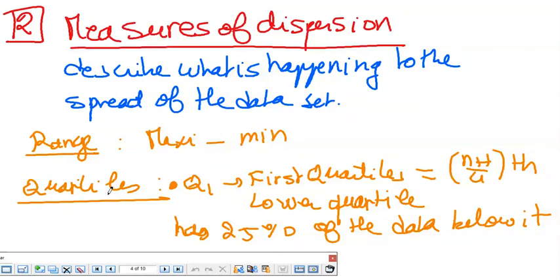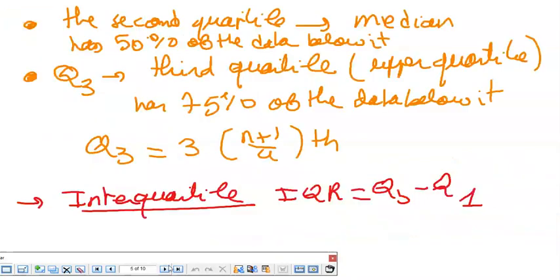Then we find the quartiles. What are the quartiles? We have 3 quartiles. We have Q1, called the first quartile. And how do we find the first quartile? It's the term of rank n plus 1 over 4. We also call it the lower quartile. And this one has 25% of the data below it. Guys, we're going to do an example. Don't worry about the quartiles.